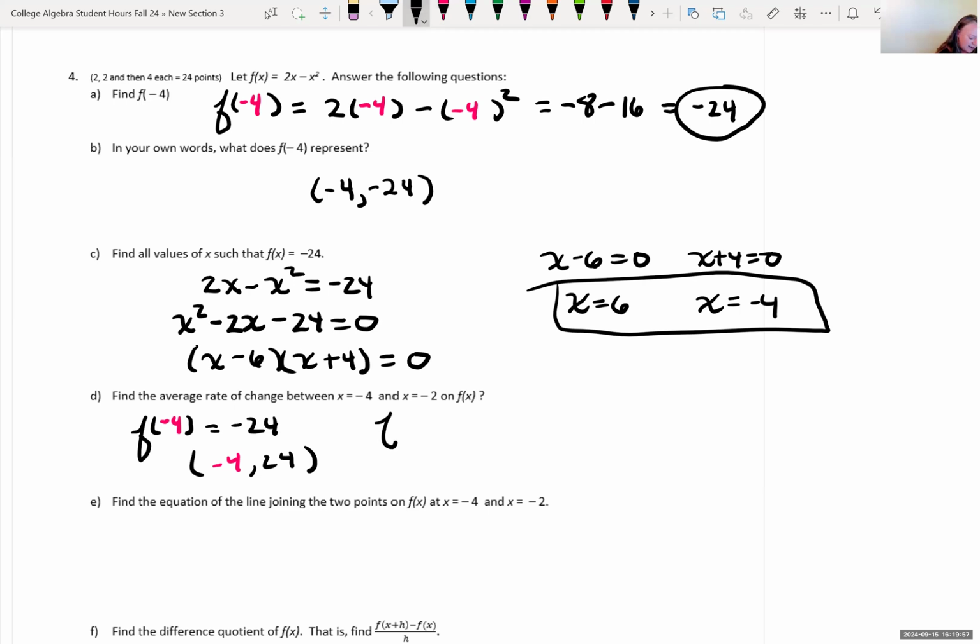Same thing, I want to find out what f of negative 2 is. So I'm going to go into my equation f of x. Wherever I see an x, I'm going to first put a parentheses. So 2 parentheses minus parentheses squared. Go in, drop in negative 2 wherever you see a parentheses. And now simplify by order of operations. I have 2 times negative 2 is negative 4 minus negative 2 quantity squared is positive 4, but I have the minus out front. So negative 4 minus 4 is negative 8. So I have a point here at negative 2, negative 8.